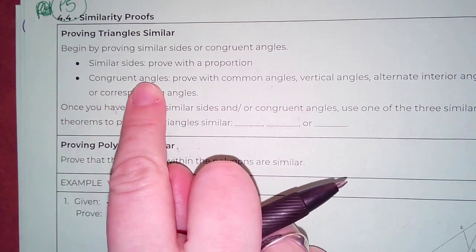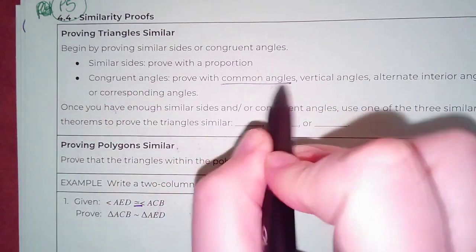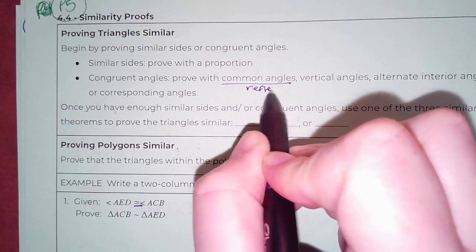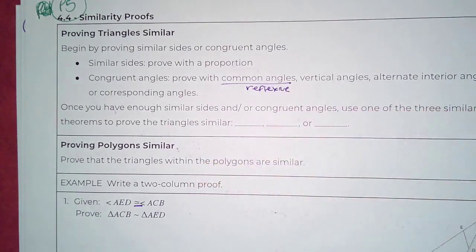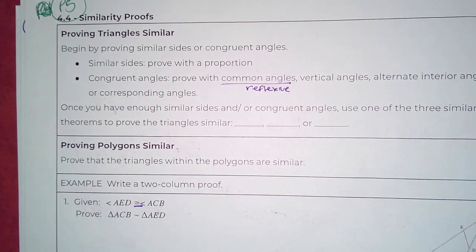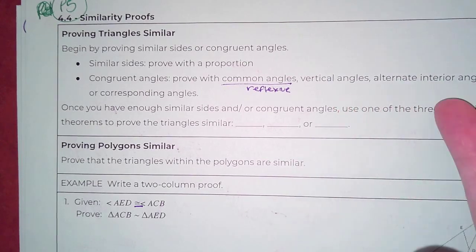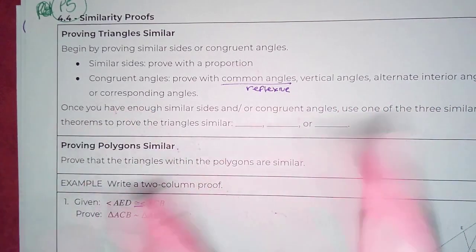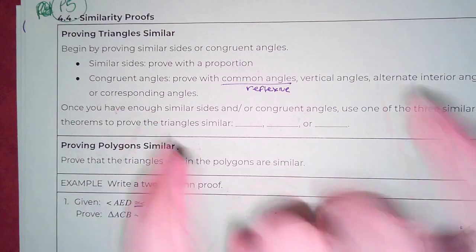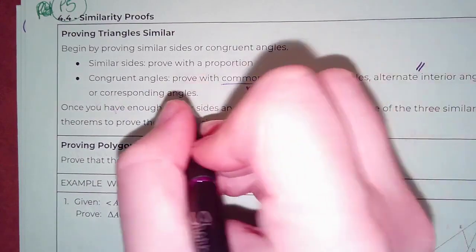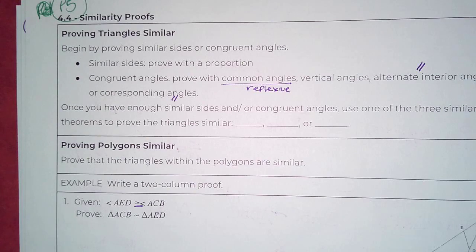For angles, we want to prove using common angles or a reflexive. Accept either one of those as your reasoning. Vertical angles, alternate interior, or corresponding. Those two, alternate interior and corresponding, must have parallel lines in order to prove that.